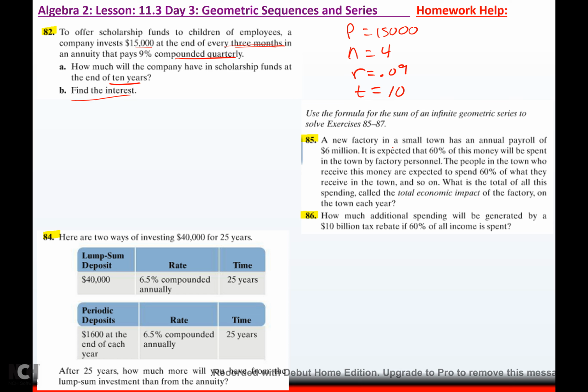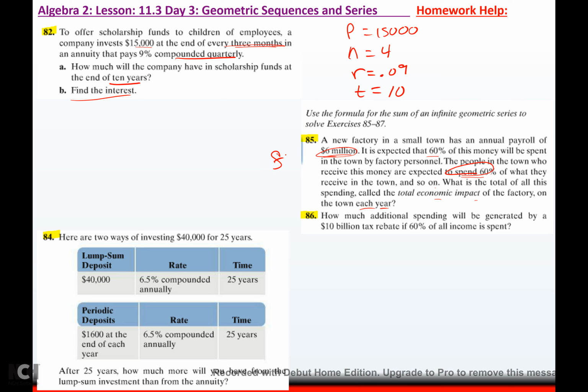Again, for 85, a new factory in a small town has an annual payroll of $6 million. It's expected that 60% of this money will be spent in the town by factory personnel. The people in the town who receive this money are expected to spend 60% of what they receive in the town, and so on. What is the total of all this spending, called the total economic impact of the factory on the town each year? So you're starting off with 6 million, right? And you're going to spend 60% of that. What do they want? What is the total of all the spending? Oh, so you're finding again the sum.